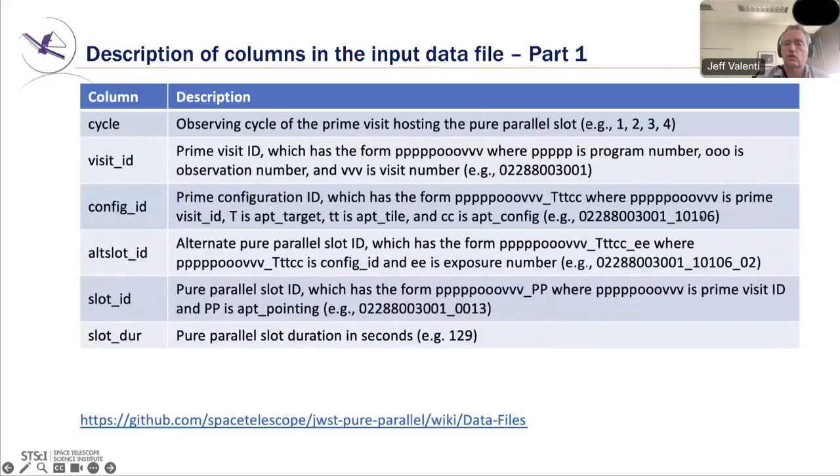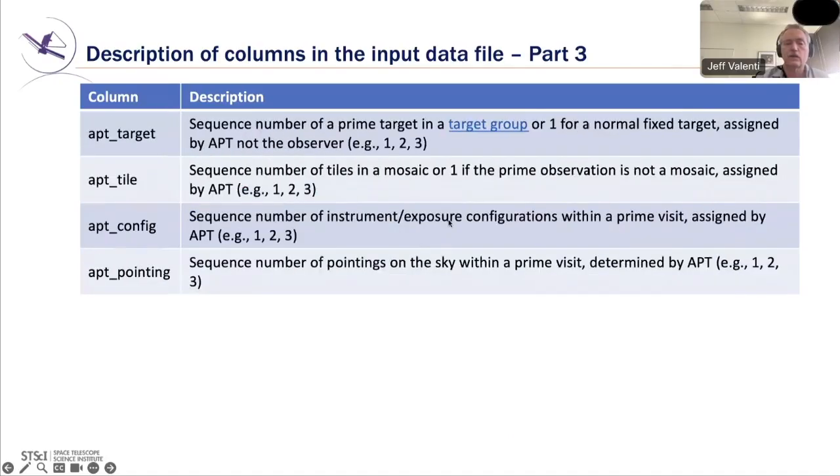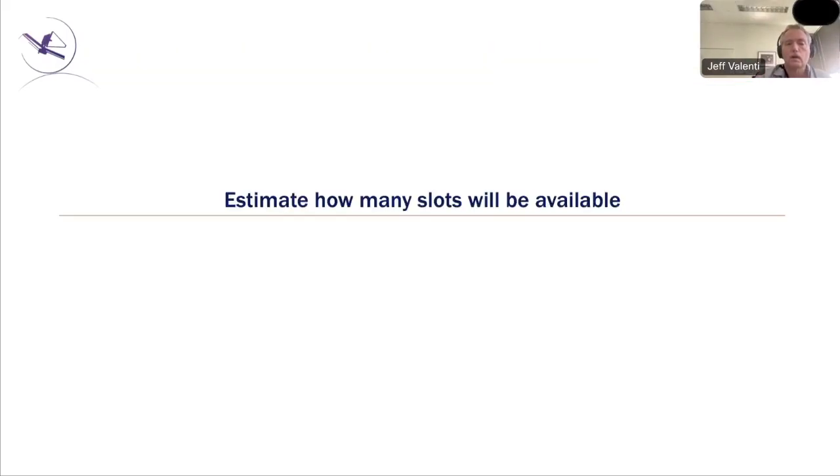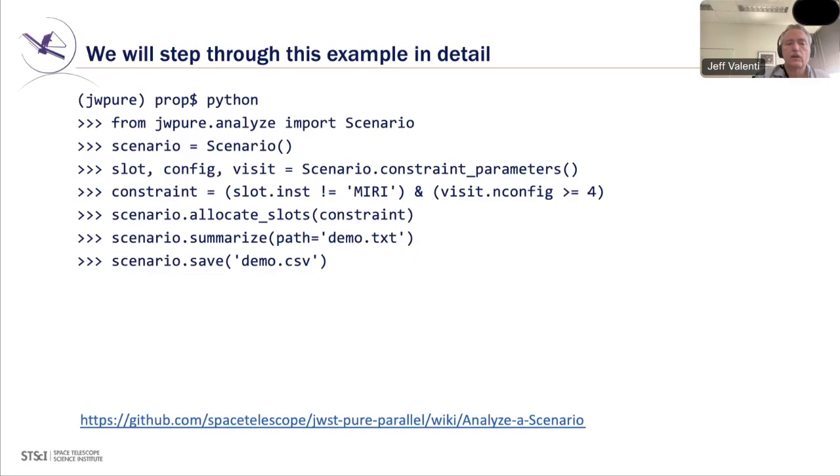So there are these extra numbers that were sort of magical here, and I said the T is the APT target, the TT is the tile, CC is the config. Those are just listed explicitly here as well, just to see where things are coming from. It does help to understand what's happening in a visit if you can see the indexes here. So, all right, that's the input file. Now let's talk about how to use it.